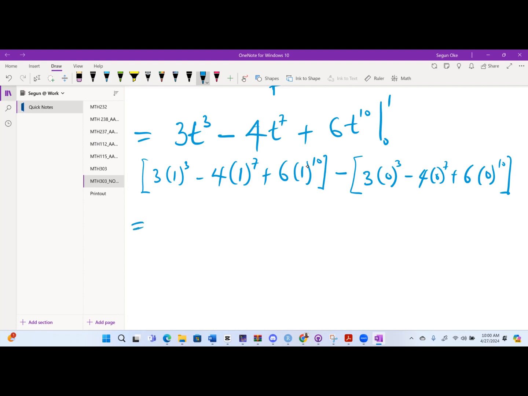So this will be what? 3 minus 4 plus 6. This one will be minus 0. So at the end of the day, 3 minus 4 minus 1, right? Plus 6 will give you 5. So 5 is the final answer. Any question?